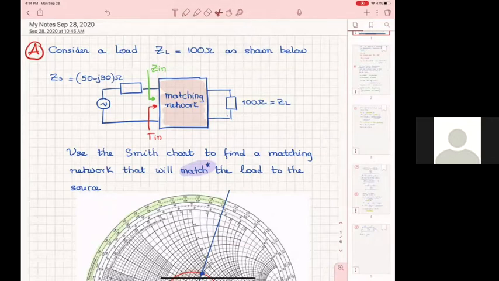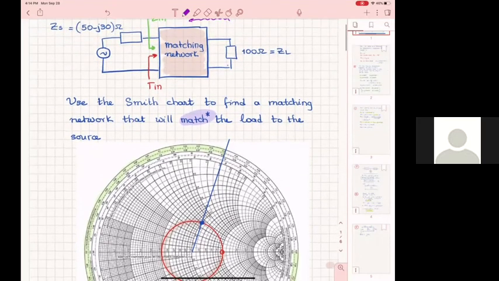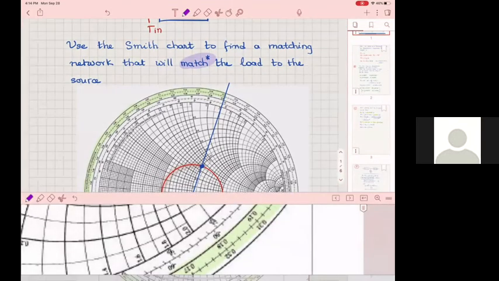Like this, all right, moving like this. If you start moving from the 100 ohms to the front, which is from the red point to the blue, it's like moving towards the generator. So you will always be able to move like this.